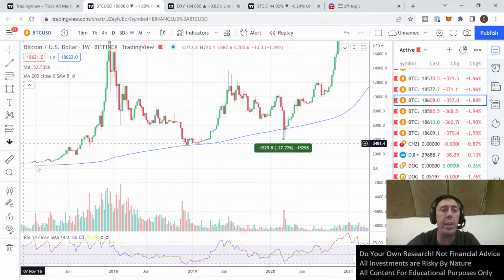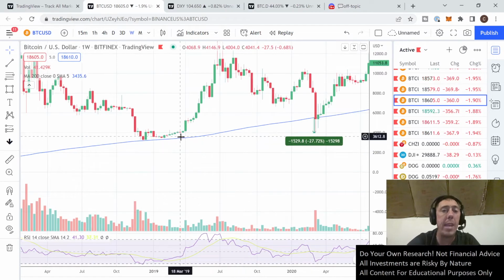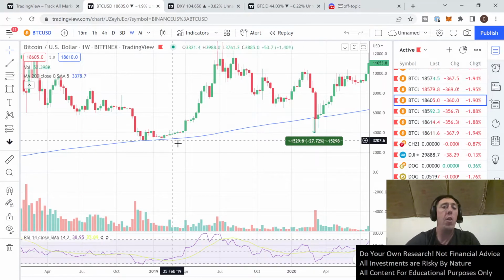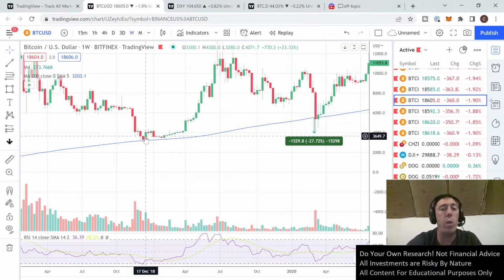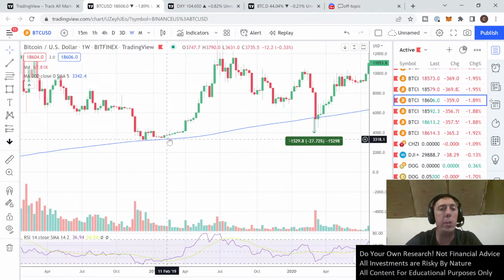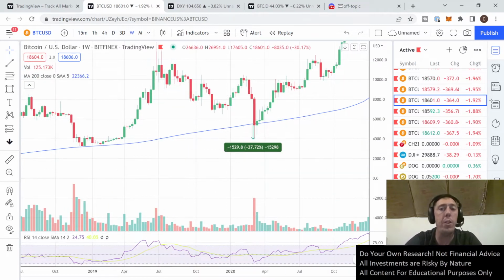The 200 weekly moving average is a very, very important level that has acted as major support for the major bottoms during any sort of major capitulation. Okay, you had it back here in 2017. It came back down, almost retested again. That was the bottom back in 2017, 2018. Over here during the COVID crash.